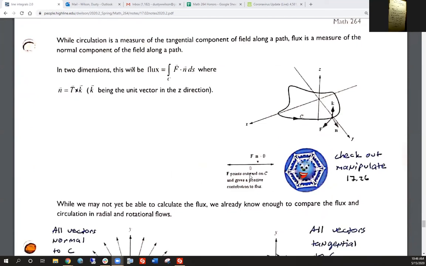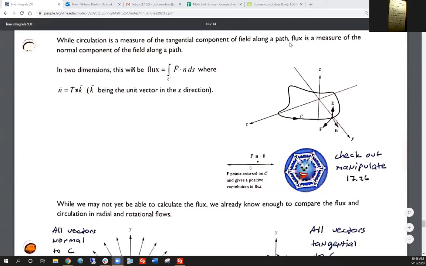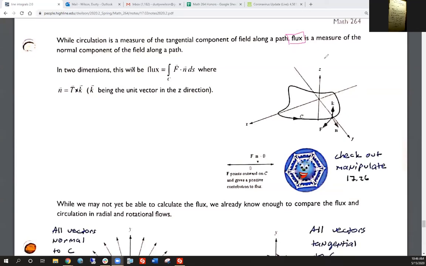And so, while circulation is a measure of the tangential component of the field along a path, our last concept that we're talking about, flux, is a measure of the normal component of the field along a path. And so here we have an N. And before that we had that T, the unit tangent vector. Do you remember the formula for that unit tangent vector? I didn't comment on it earlier.